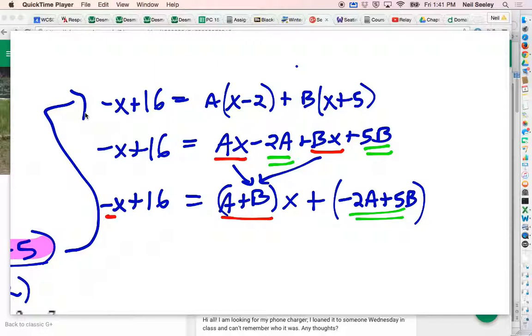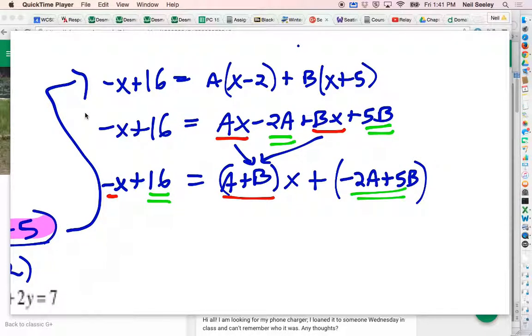Then you also know that whatever a and b are, negative 2a plus 5b is going to have to add to 16. That's a very specific restriction. Those two restrictions together end up being a system of equations that we can solve with any kind of method you want. We got lots of tools.